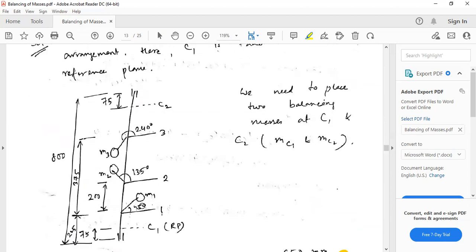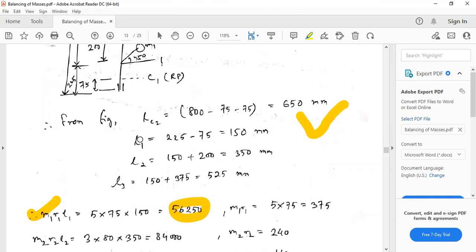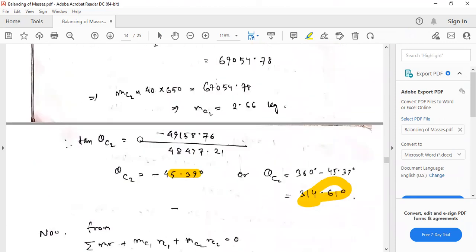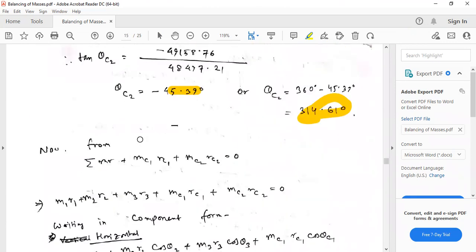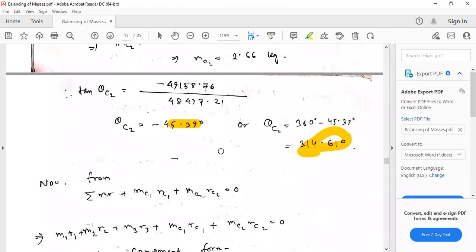All the angles are going in the anti-clockwise direction, so here also this will be in the anti-clockwise direction. So this is MC2, and the angle is this one. We have found this angle as negative, but we have to find a positive angle. So 360 minus this angle, this will be 340. So we have got theta C2 also. Now we have to find out MC1 and theta C1.